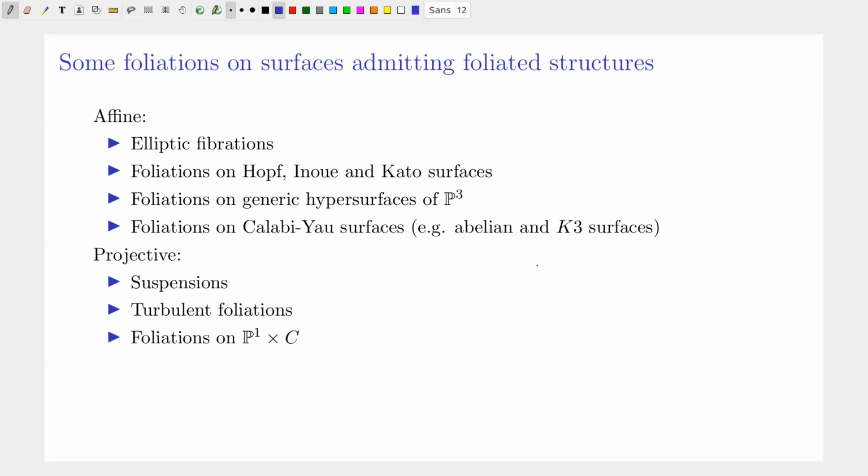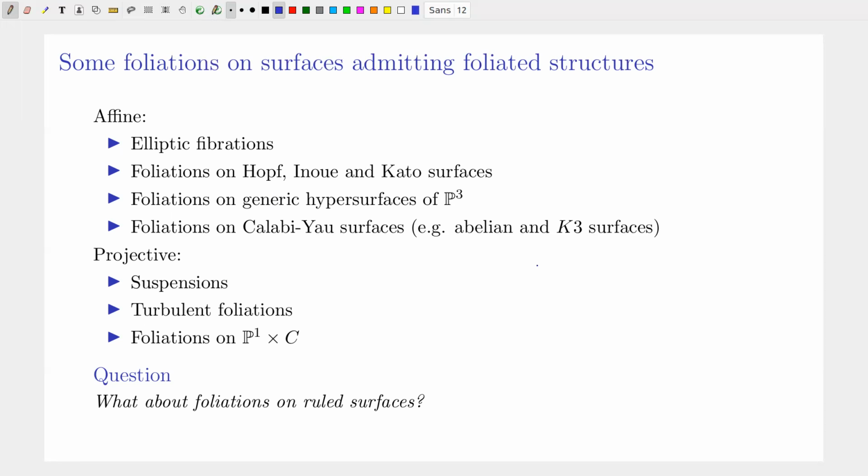So these are affine, in particular projective, and we are able to prove the existence of projective structures on, for example, suspensions or turbulent foliations, or as I said before, foliations on the product of a curve with C. Okay, so in some cases, these are by construction, in others by calculating the obstructions, in others by calculating some facts about connections. But for example, we don't really know for ruled surfaces.